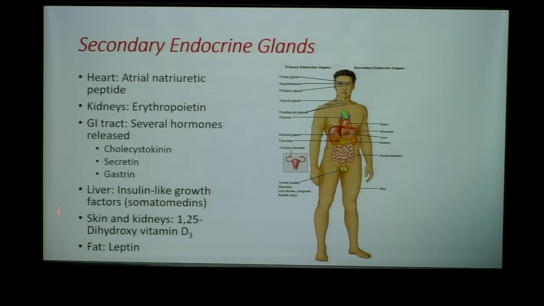The liver secretes insulin-like growth factors. We'll talk about the liver today and the effect of growth hormone on the liver. The skin acts as an endocrine organ, and fat tissues, adipose cells, can also secrete hormones such as leptin, which varies with your hunger levels. Okay, so these are some of the organs or glands that have a secondary role to play in the endocrine system. They have other functions, but they do play a part.